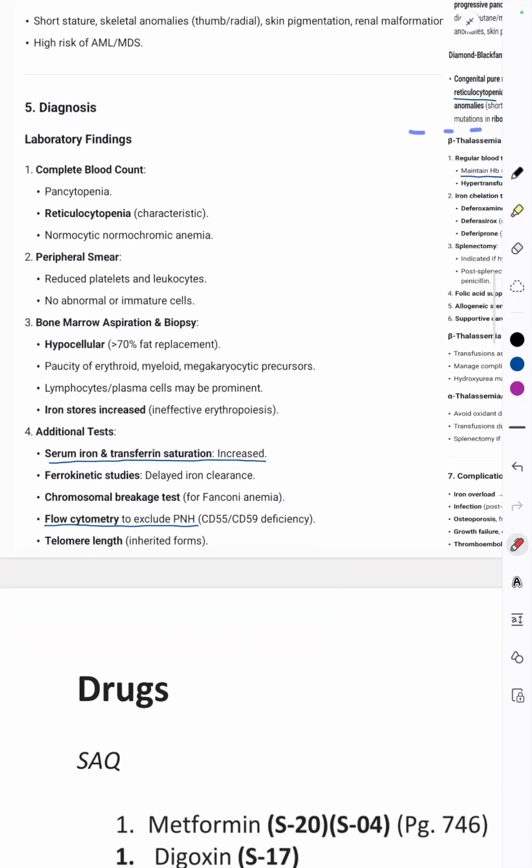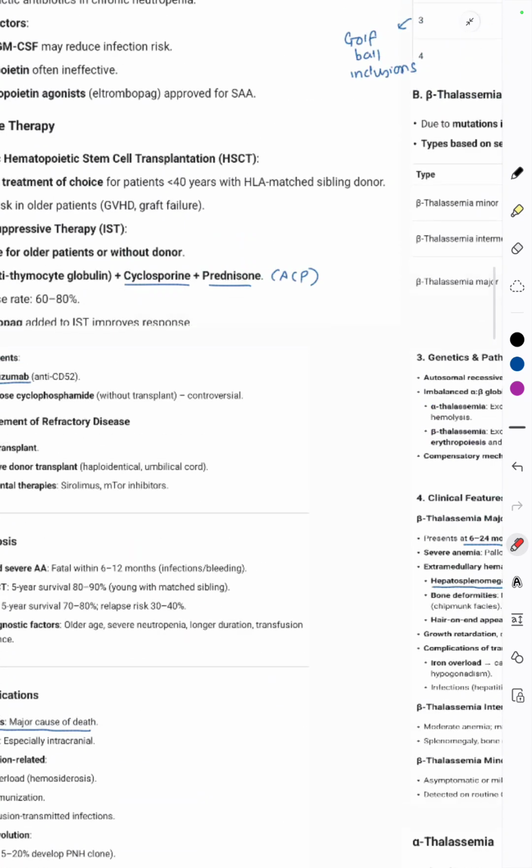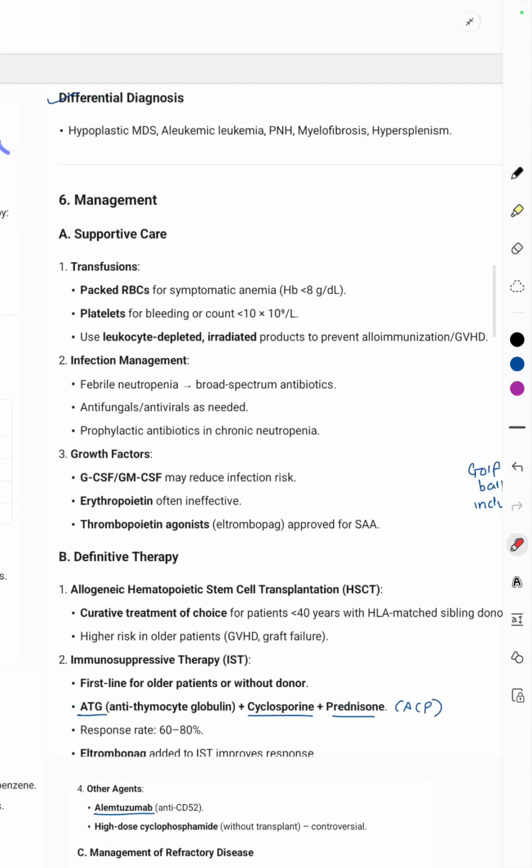But on bone marrow aspiration, you'll find hypocellularity, more than 70% fat replacement, or you can say less than 30% cellularity is present. Iron stores, however, are increased. Then additional tests: serum iron and transferrin saturation are increased. Flow cytometry is done to exclude paroxysmal nocturnal hemoglobinuria, that is CD55 or CD59 deficiency. And the differential diagnosis can be myelodysplastic syndrome, leukemia, or myelofibrosis.